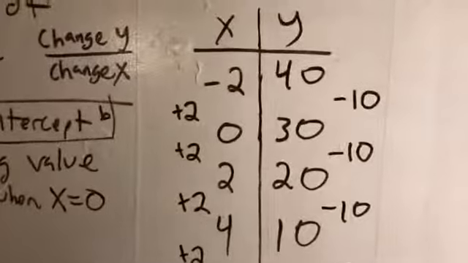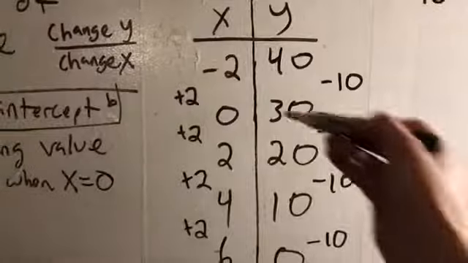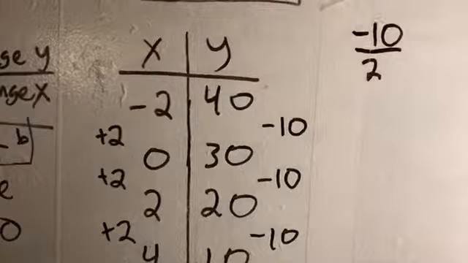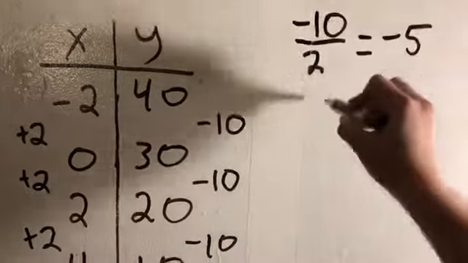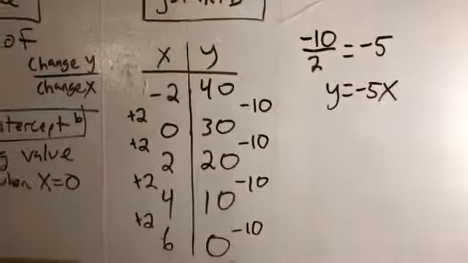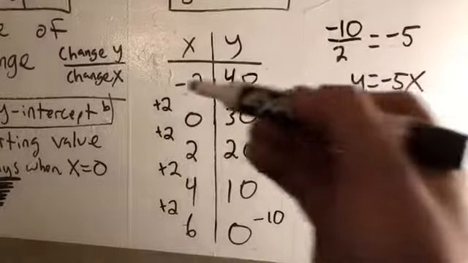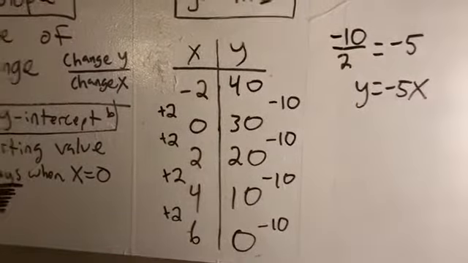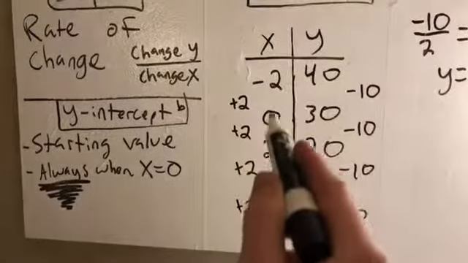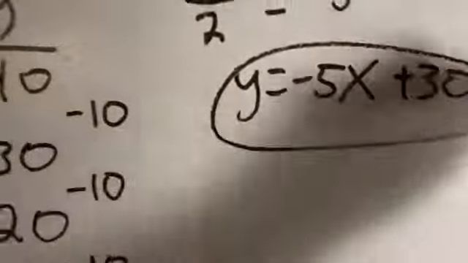So now, when I need to make my slope, I take my change in y, negative 10. Now I'm going to divide that by my change in x, the positive 2. Negative 10 divided by 2 is negative 5, and that will be my slope that goes with x. When it's not going up by ones, you have to divide change of y divided by that change in x. Now we still need the y-intercept. It's always when x is 0. So I'm going to go find where x is 0. It's 30. I don't need to change it. It's positive. It'll be plus 30.